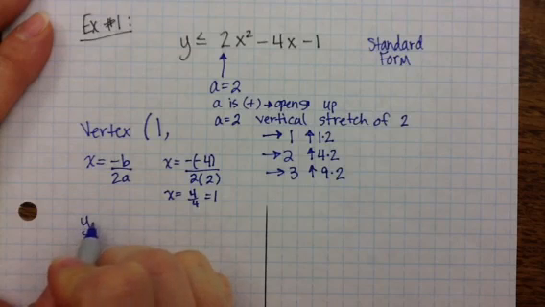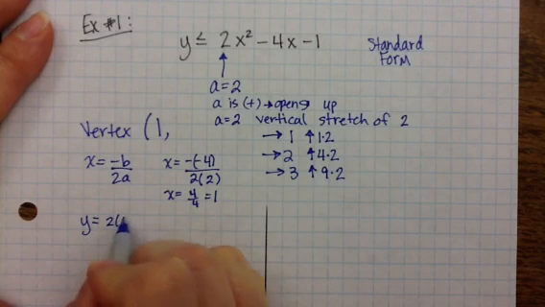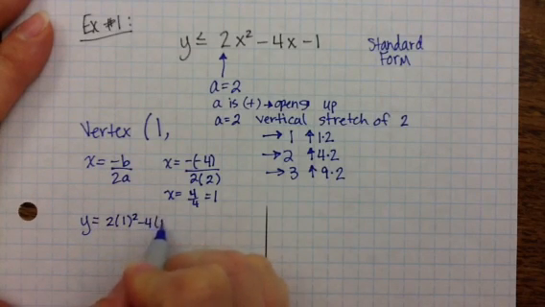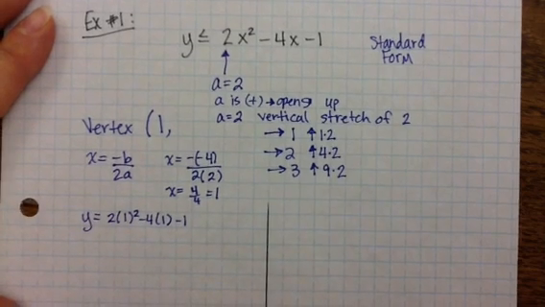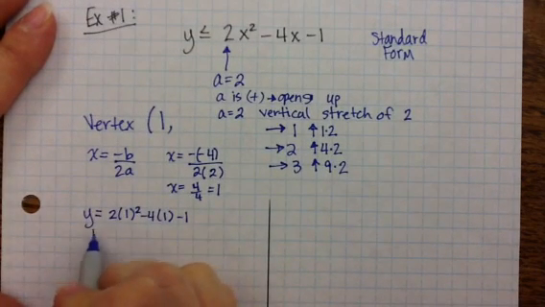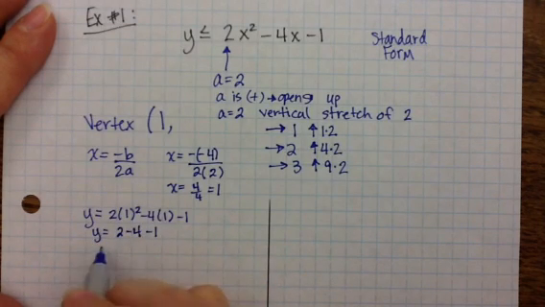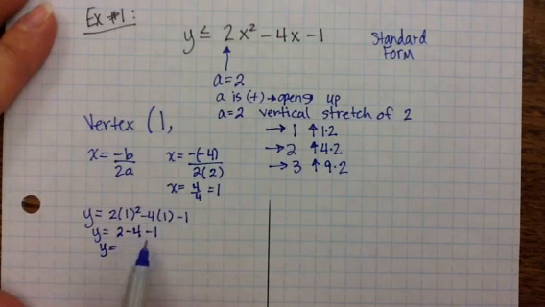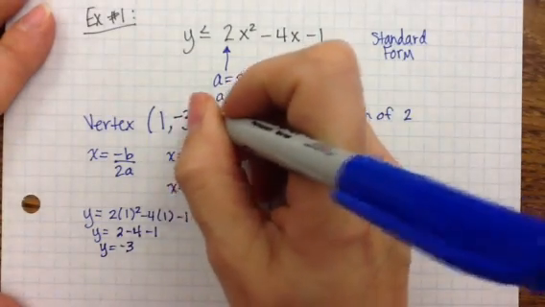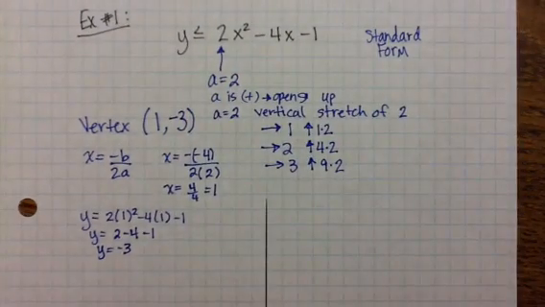So I get y equals 2 times 1 squared minus 4 times 1 minus 1. So y equals 2 times 1, which is 2, minus 4 times 1, which is 4, minus 1. And then subtracting left to right, 2 minus 4 is -2, minus 1 is -3. So my vertex is at 1, -3.